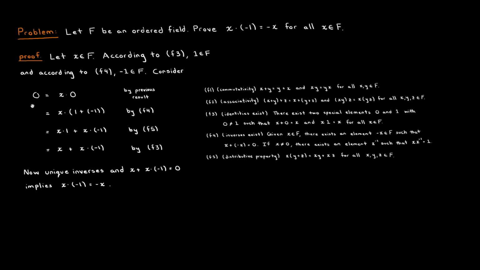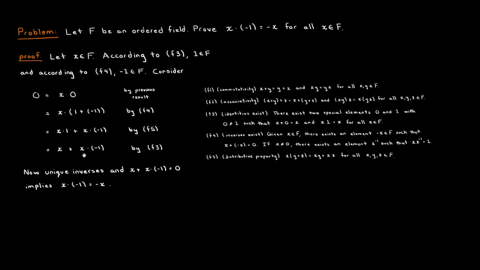We are going to start with 0. And then we're going to use the previous result to write this as X times 0. And then we are going to expand the 0 here to write that as 1 plus -1. That's by the inverses axiom. And then we're going to apply the distributive property to distribute the X across this to get X times 1 plus X times -1. And then we're going to apply the identities axiom to this first term here, right? Whenever I multiply by the multiplicative identity, which is 1, it does nothing. So this is just X.